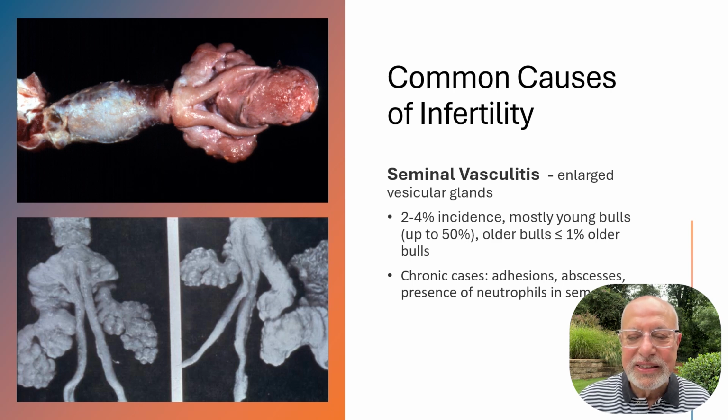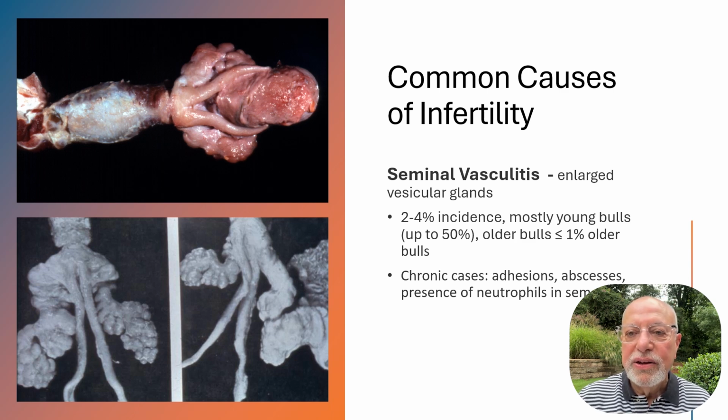location-wise. So let's start with a relatively common condition, the inflammation of the seminal vesicle, or seminal vesiculitis. This is a relatively common condition we see in young bulls, and the incidence, fortunately, is not very high, about 2 to 4% in young bulls, and then less than 1% in older bulls.